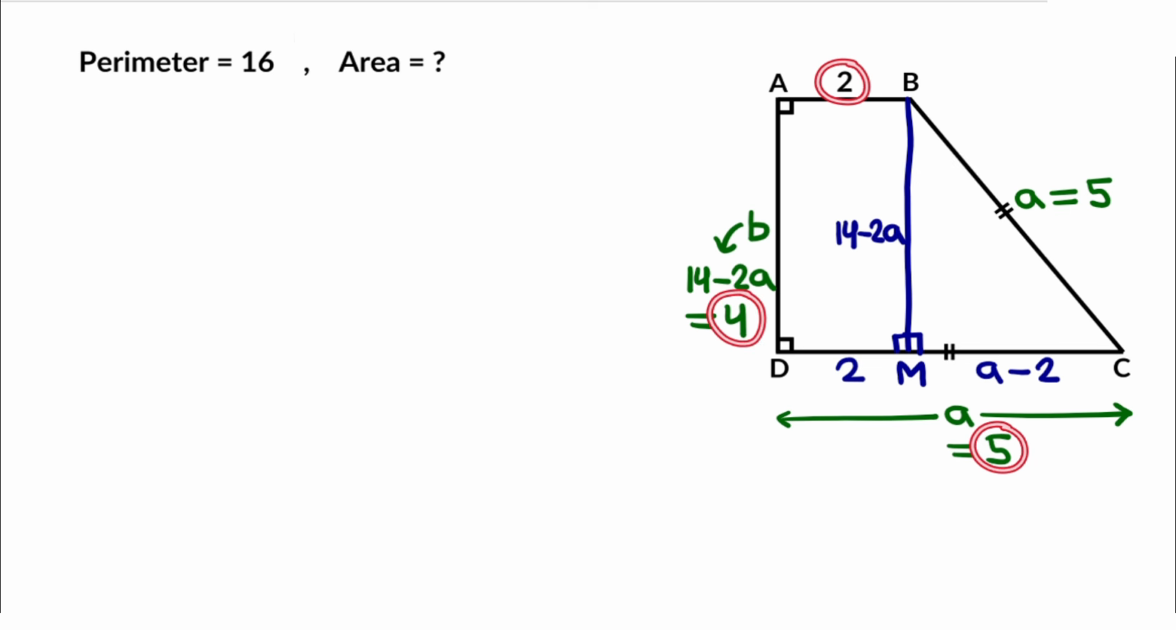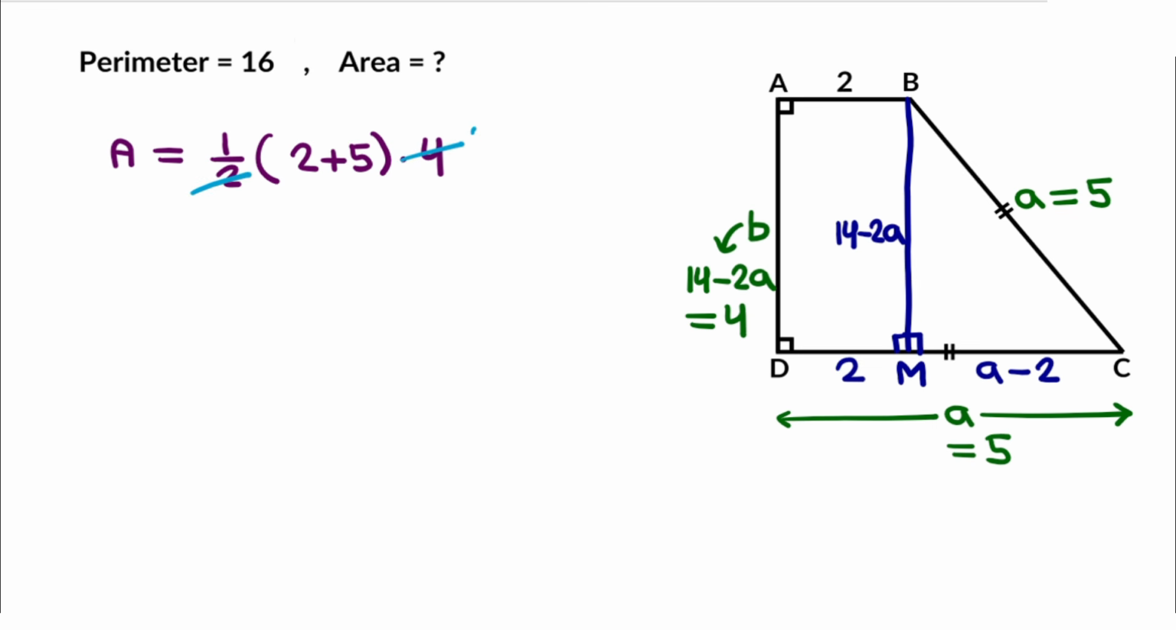The area of a trapezoid is 1/2 multiplied by the sum of the parallel bases multiplied by the height. So the area is 1/2 multiplied by the quantity 2 plus 5 multiplied by 4. 2 plus 5 is 7, and 1/2 times 4 is 2. Finally, 7 times 2 equals 14. So the exact area is 14 square units.